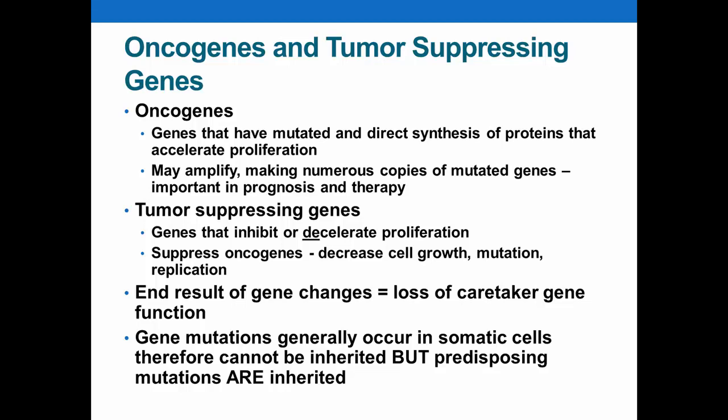As opposed to someone who has a lung cancer, we know that in general, lung cancer, which is a somatic cell, is not a mutation that passes through families.